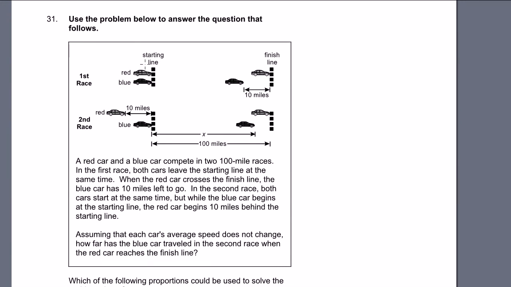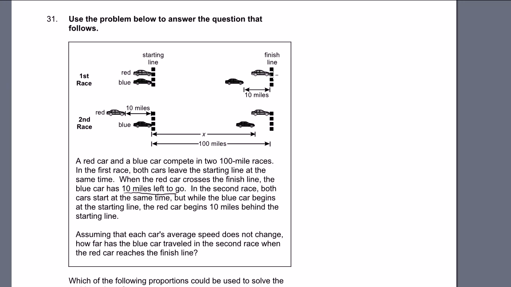Problem 31. Use the problem below to answer the question that follows. All right, so this is our problem. A red car and a blue car compete in two 100-mile races. That's the first race. That's the second race. In the first race, both cars leave the starting line at the same time. When the red car crosses the finish line, the blue car has 10 miles left to go.